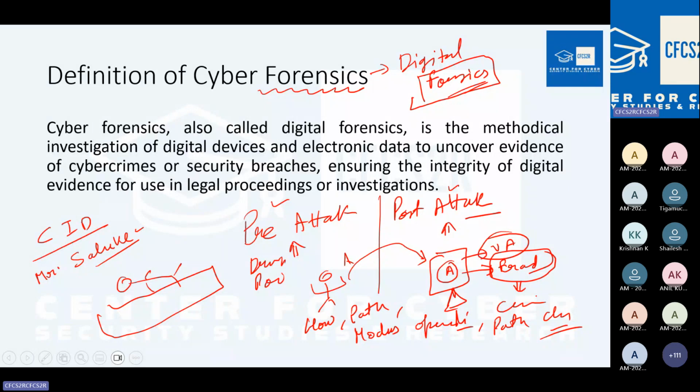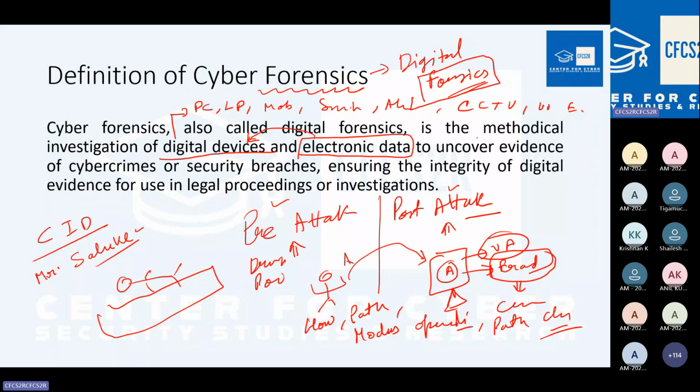So the brief definition of cyber forensics is a methodological investigation of digital devices. Digital devices can be your PC, your laptop, your mobile, your smartwatch, your Alexa, your CCTV, your Wi-Fi based earphones or headphones. Any type of digital or electronic device that uses some mode of communication, or processes data at any point of time, we consider as a digital device. It also covers the electronic data residing on the digital device, whether it is transferred or stored onto the digital device.